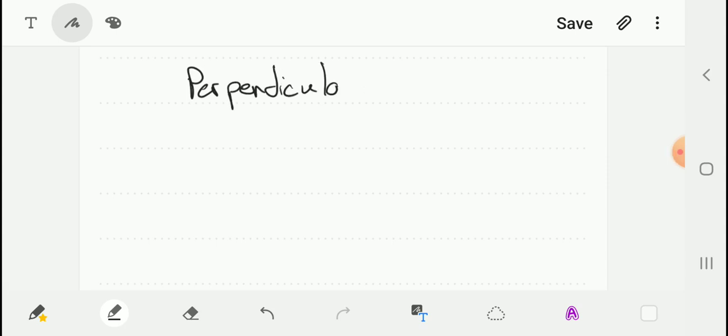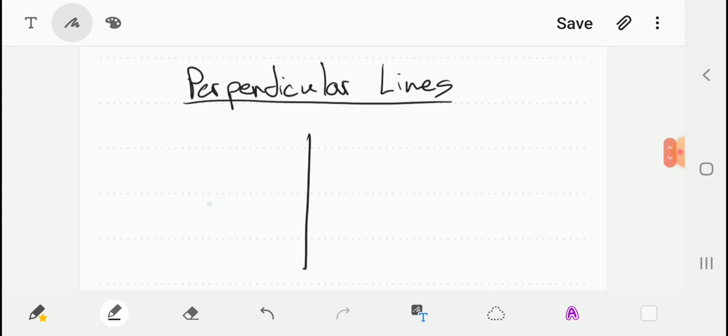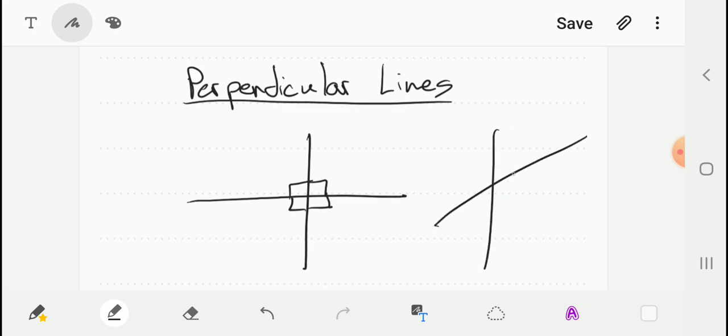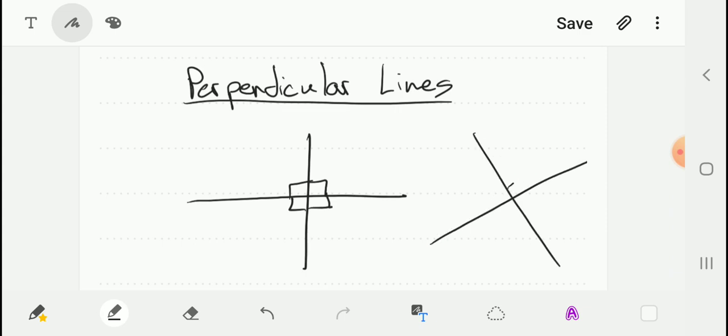Perpendicular lines. If two lines are perpendicular, that means they form 90-degree angles. These two lines here are perpendicular because these are all 90-degree angles. A line like this is not perpendicular, because you've got an angle greater than 90 and an angle less than 90 here. This line has 90-degree angles, so those are perpendicular.